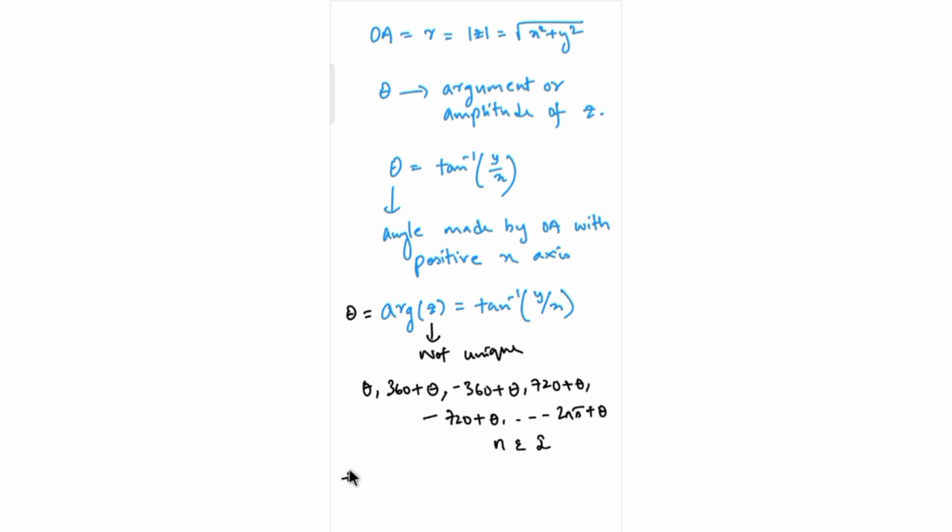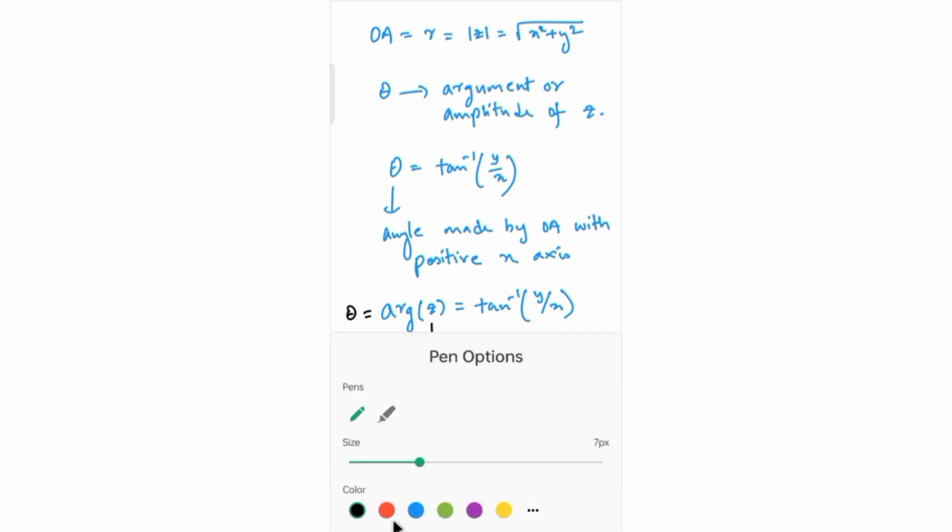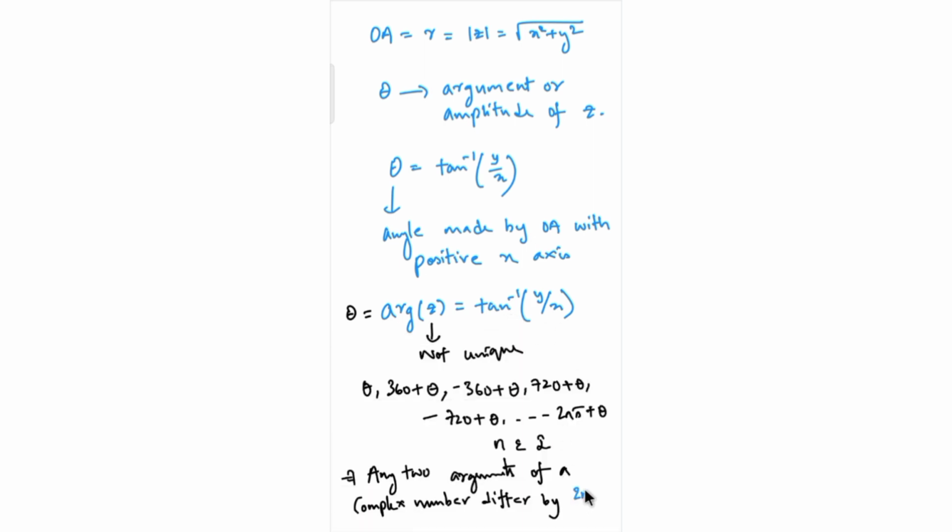So the most important point is that any two arguments of a complex number differ by 2n pi.